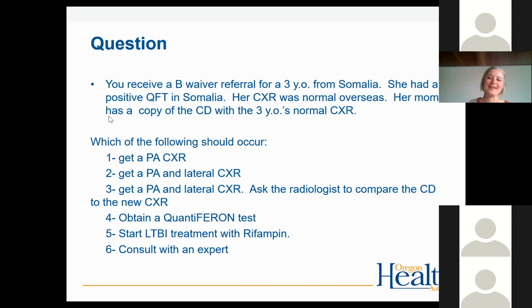And again, this is a tricky one, especially with kids. There's not always a super obvious answer. And then, if she ends up having a normal chest X-ray and the quantiferon is truly positive, LTBI treatment with rifampin might be a great option for a child.